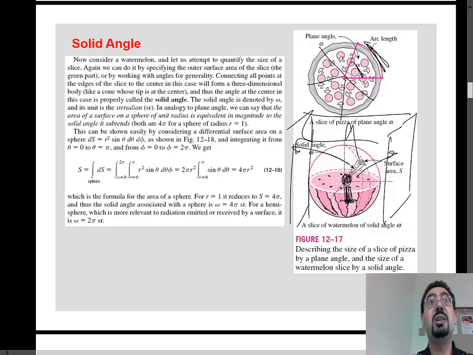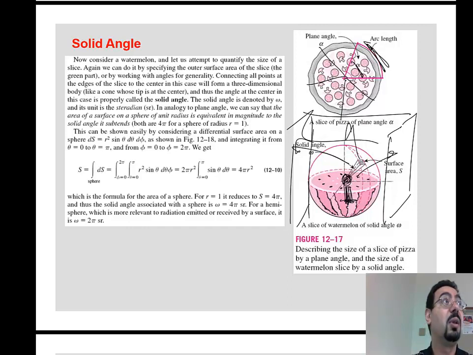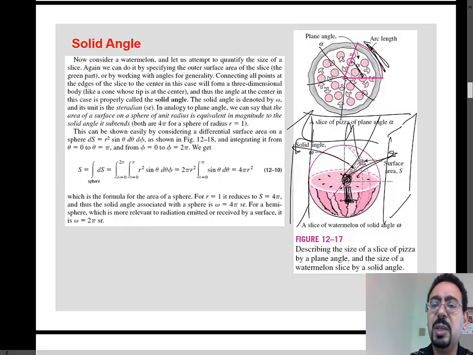So we measure the circle in radians, right? We measure the shares in radians on a 2D circle. In 3D, they measure it in solid angle. So what is a solid angle? You should think about it as basically the surface area of that sphere that it occupies.